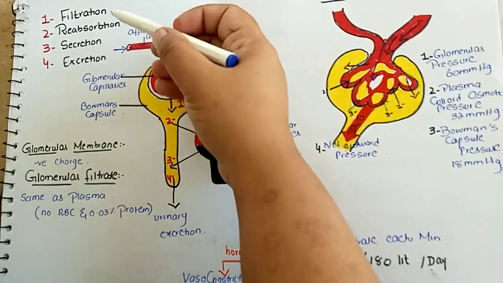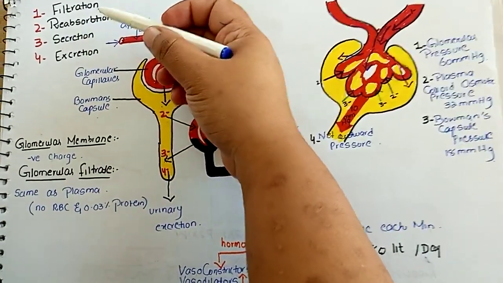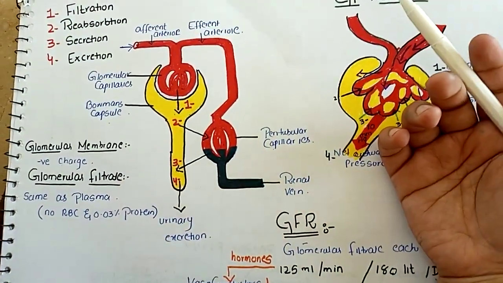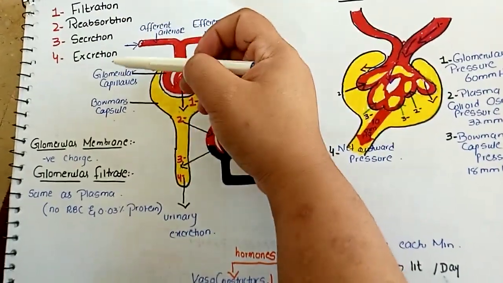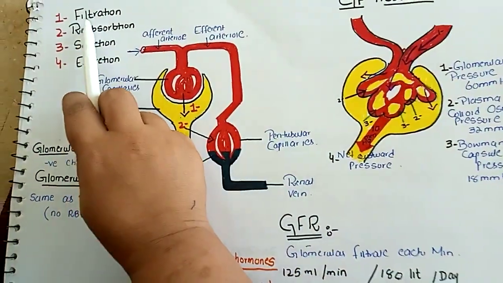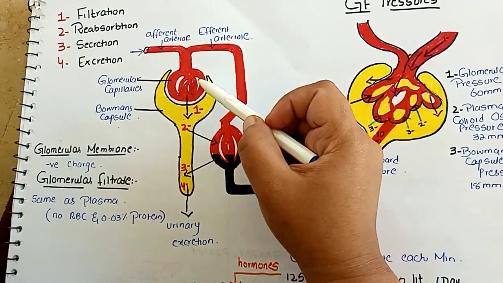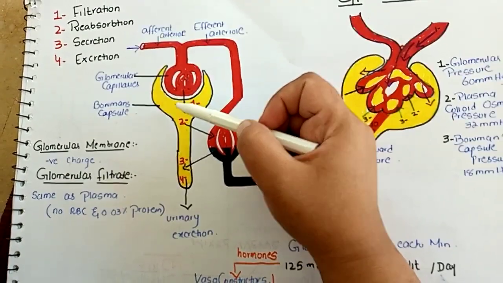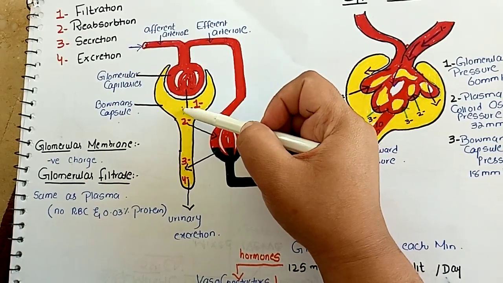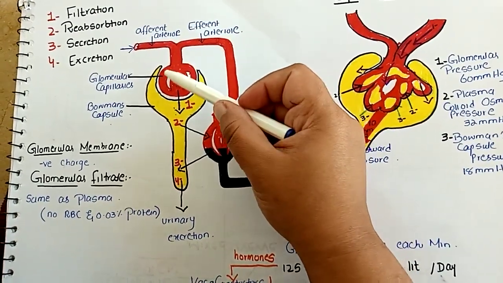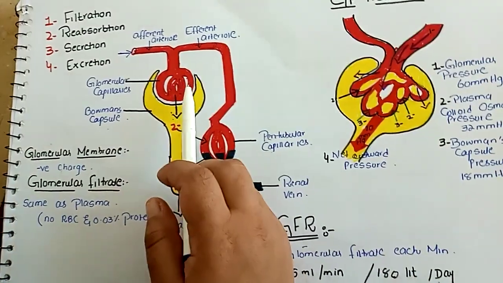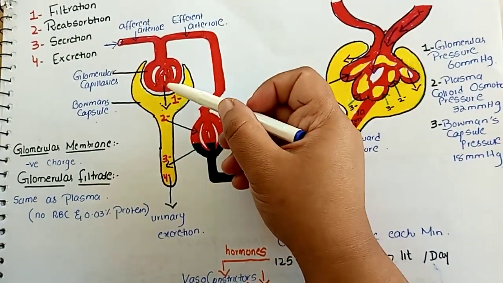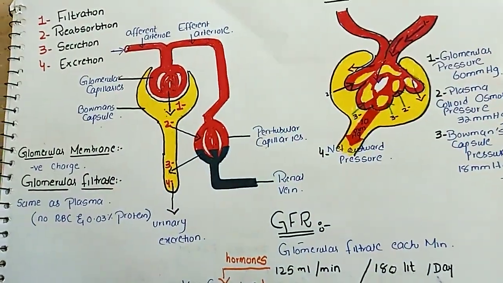There are four steps or functions involved in urine formation, and the basic function of the nephron is the cleaning of the blood. So there are four steps in cleaning of blood within our body. The first one is filtration. This is the glomerulus and this is Bowman's capsule. Plasma will move from the glomerulus into the Bowman's capsule due to the high pressure of the glomerulus, and the filtrate formed as a result of this transportation of plasma is called the glomerular filtrate.